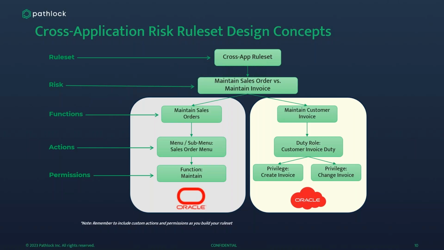So the example we see here, Oracle EBS, right? A menu for sales orders and a function to be able to maintain. If you perhaps copied that and created a Z version of it that also allows you to maintain sales orders, you would want to make sure that you're including that additional menu and function in your rule set so that if anyone has that Z version of it, you're properly capturing their risk.